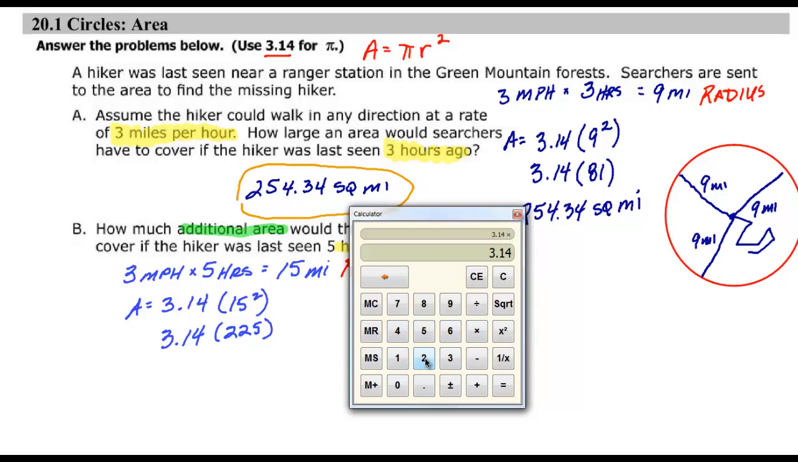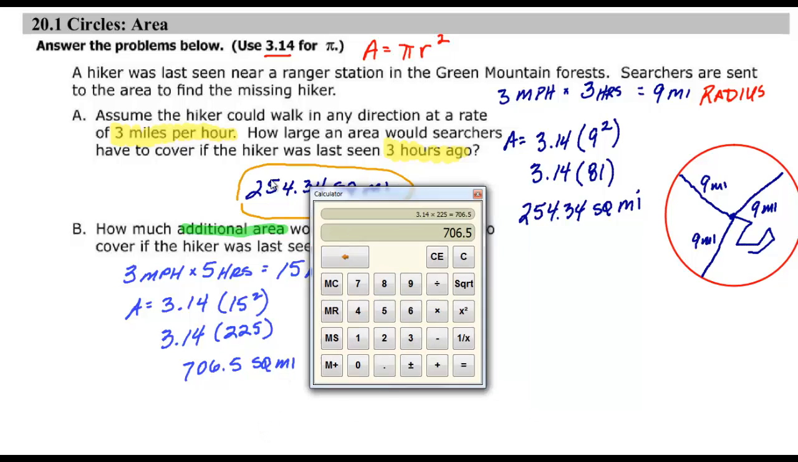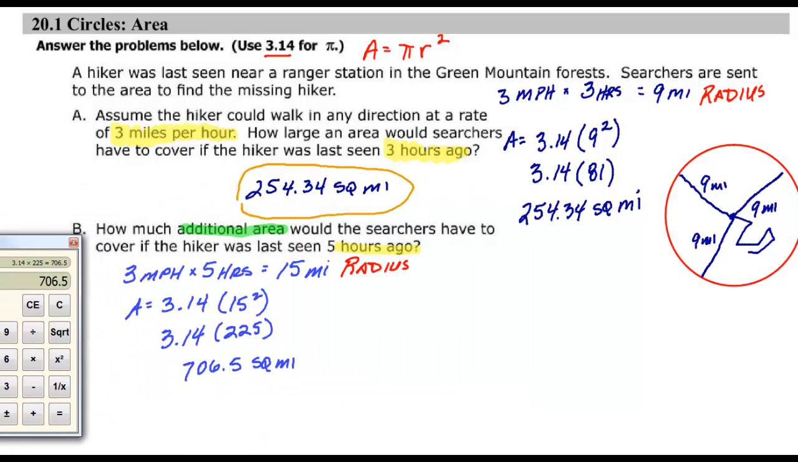3.14 times 225, I may have said 55, it's 25, gives us 706.5 square miles. That's the new area. Let me get the calculator out of the way here. That is the new area.